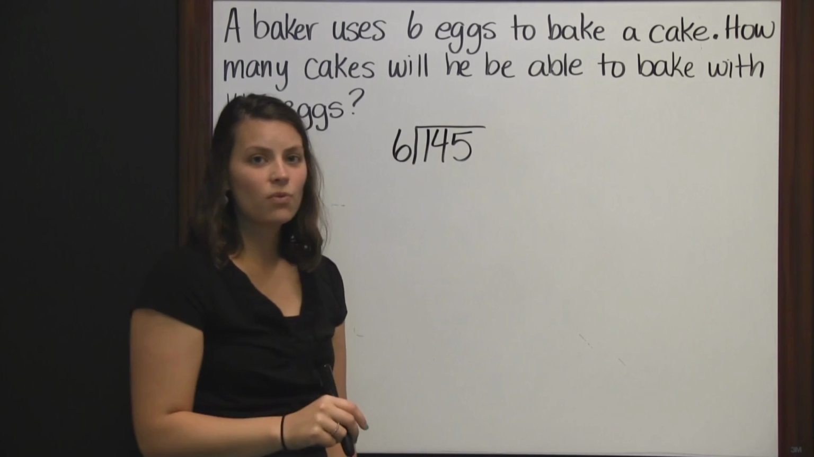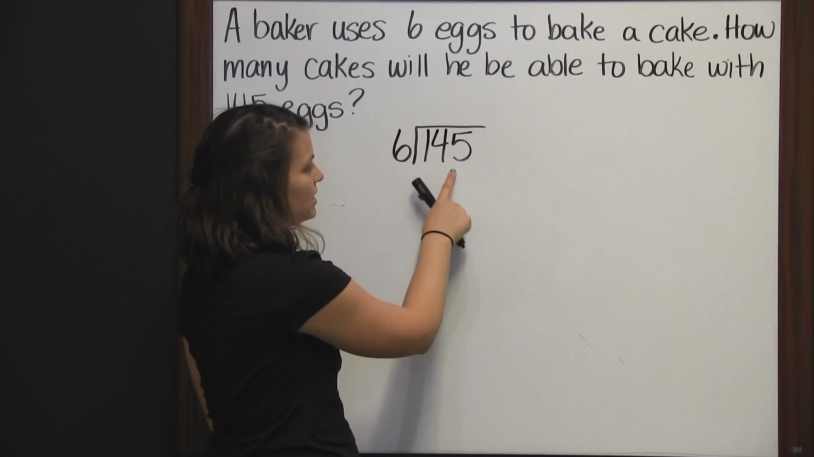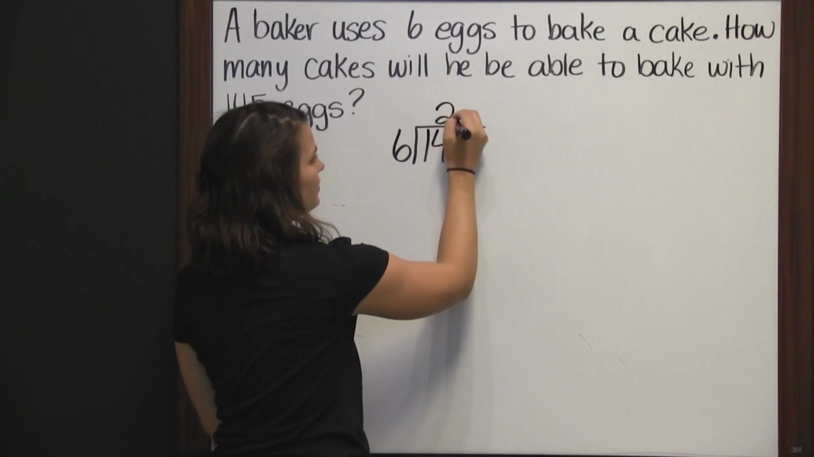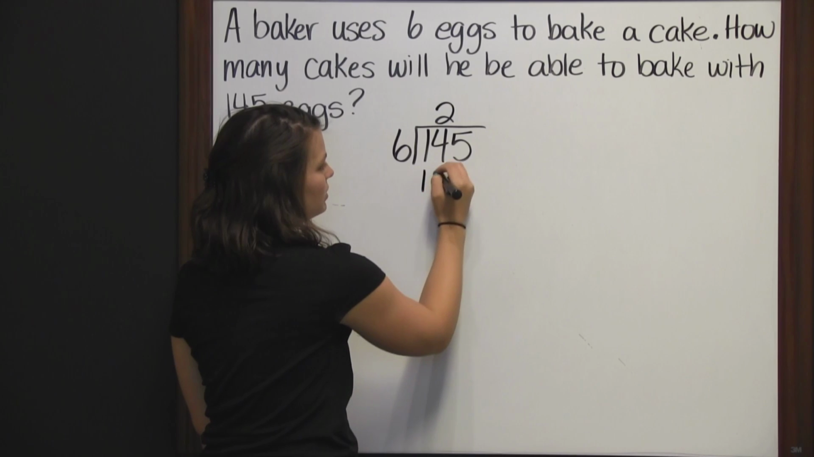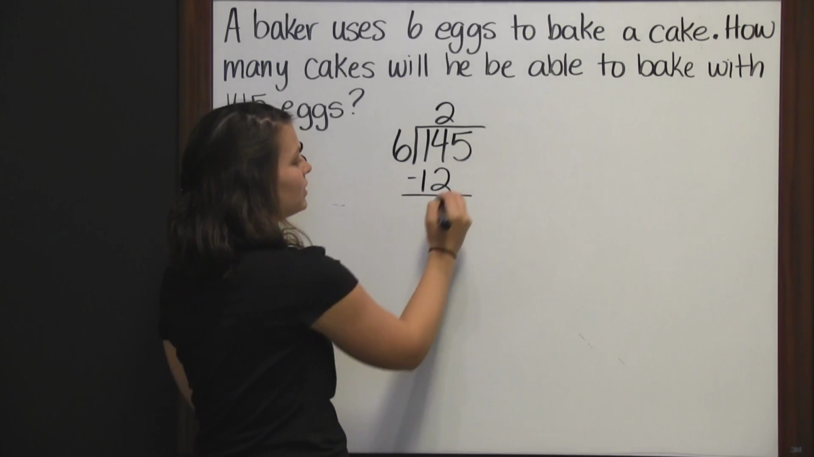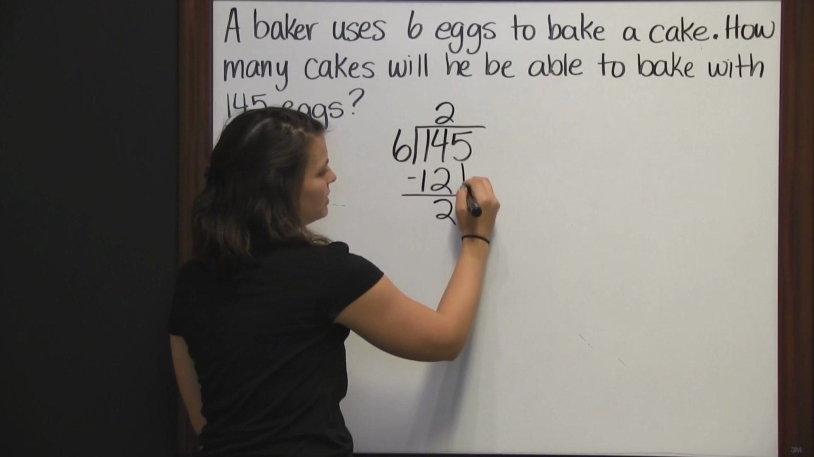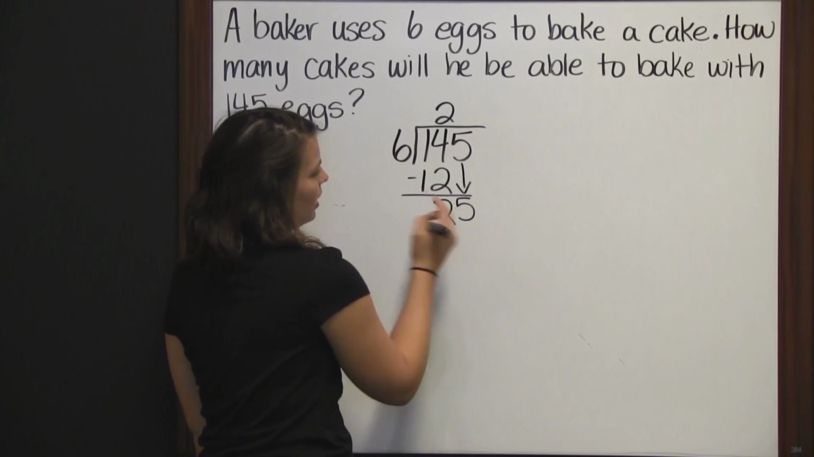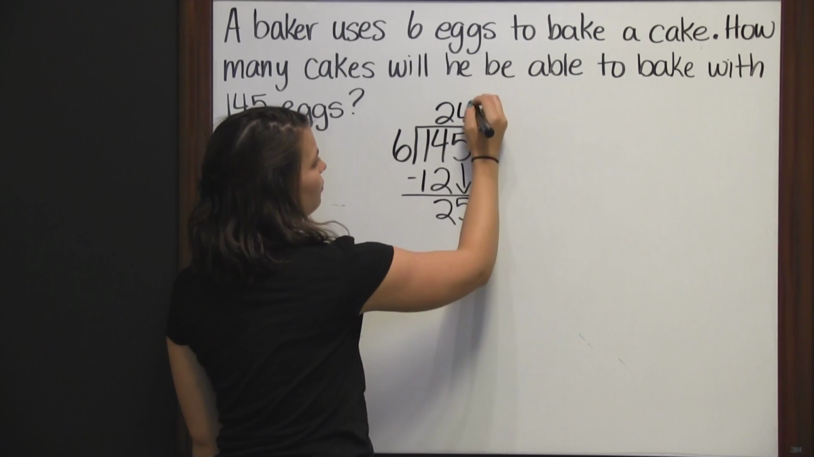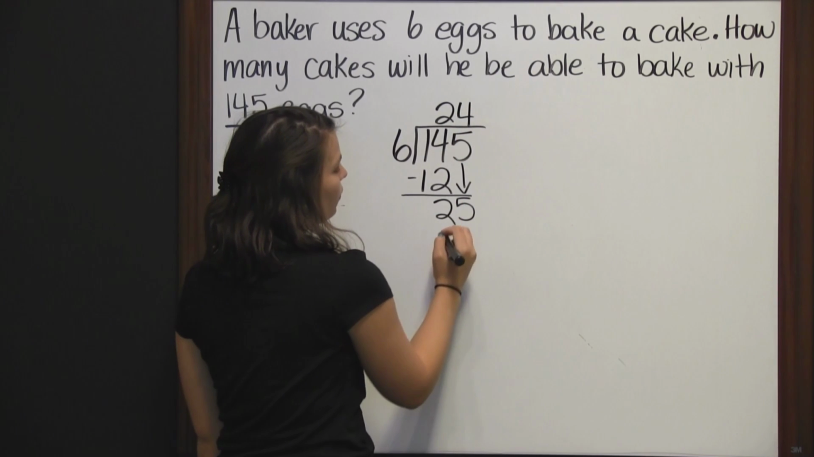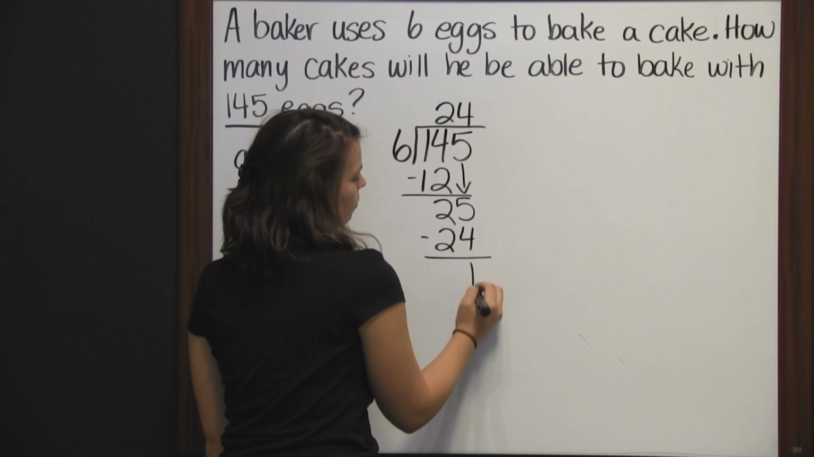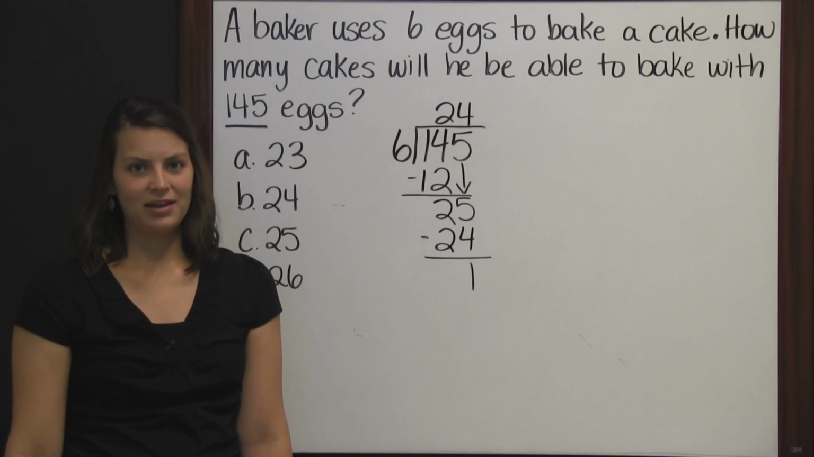6 does not go into 1, but it does go into 14. 6 goes into 14 2 times. 6 times 2 is 12. We subtract. 14 minus 12 is 2. Then bring down the 5. And 6 goes into 25 4 times. So write the 4. 6 times 4 is 24. And then we subtract, and we get 1. We have a remainder of 1.